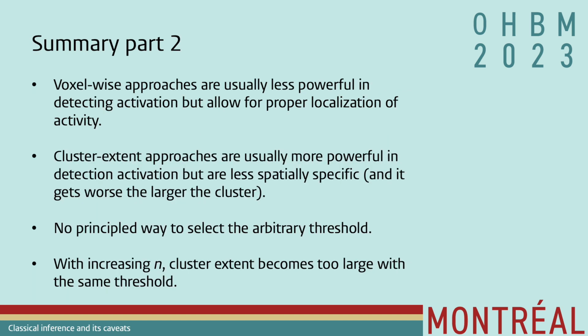To summarize this second part, voxelwise approaches are usually less powerful in detecting activation, but allow for proper localization of activity. Cluster extent approaches, on the other hand, are usually more powerful in detecting activation, but are less spatially specific, and it gets worse the larger the cluster that you find. This is the spatial specificity paradox. There is no principled way to select this arbitrary cluster forming threshold. And with increasing numbers of subjects, the cluster extent becomes too large with the same threshold, and this prohibits a proper analysis of clusters.